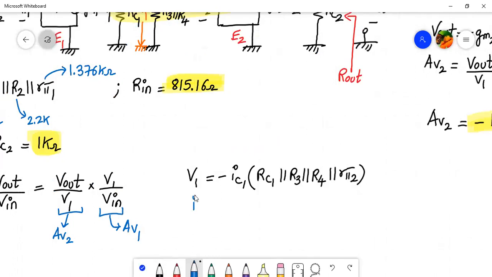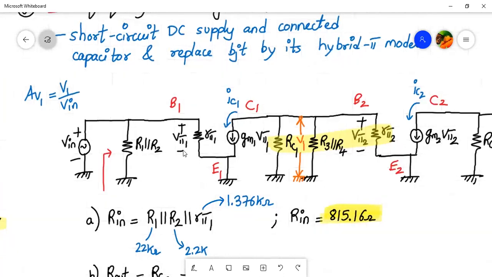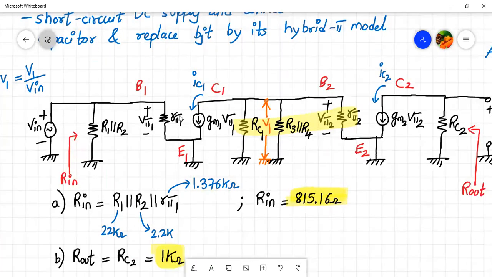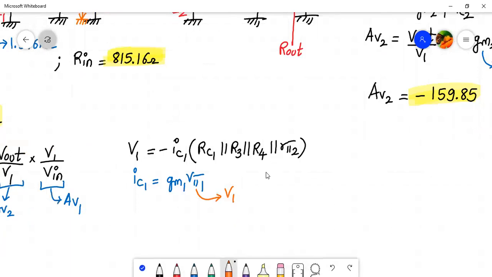So IC1 is nothing but gm1 into V pi 1. And let's see from the diagram what V pi 1 is. Over here, V pi 1 is the same as V in. Here we forgot to write R in. So V pi 1 is the same as V in, right? So we'll write over here, instead of V pi 1, it's equal to V1, since V pi 1 is equal to V1.